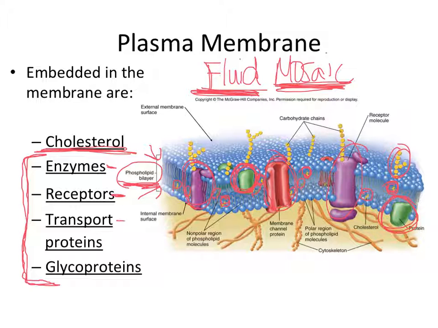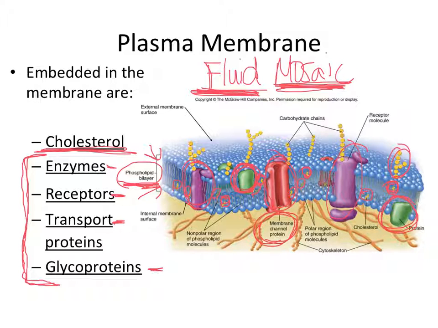The next example are transport proteins. Transport proteins are proteins like the channels that I mentioned just a second ago that allow substances that may be hydrophilic to pass through the plasma membrane. So they function literally in transport. They allow substances to enter and leave the plasma membrane.